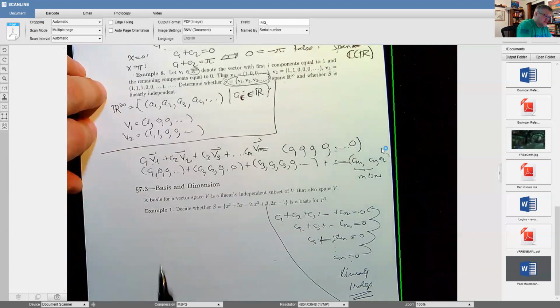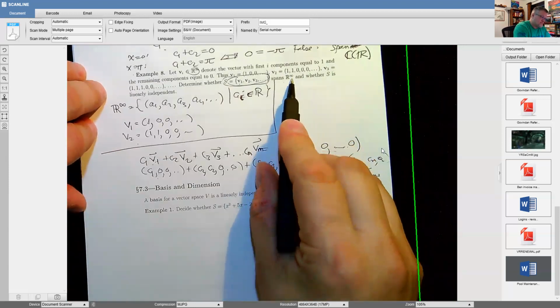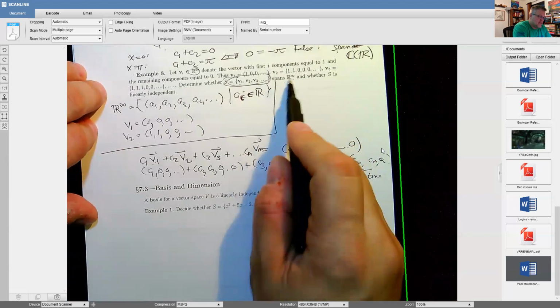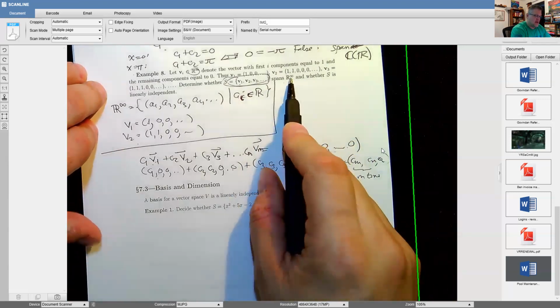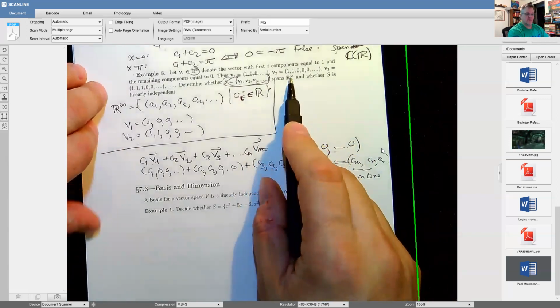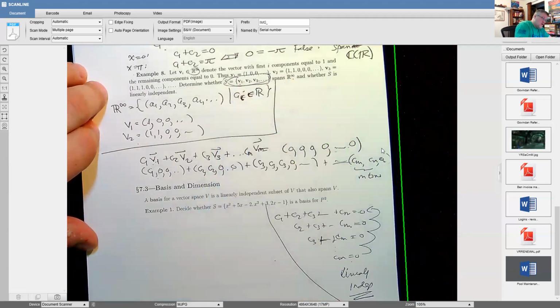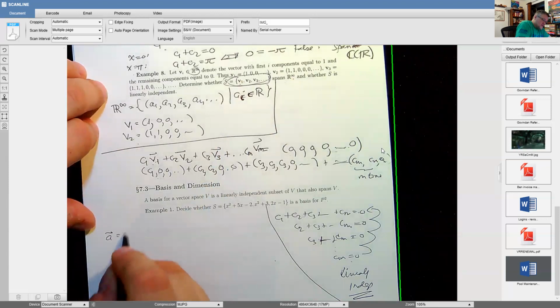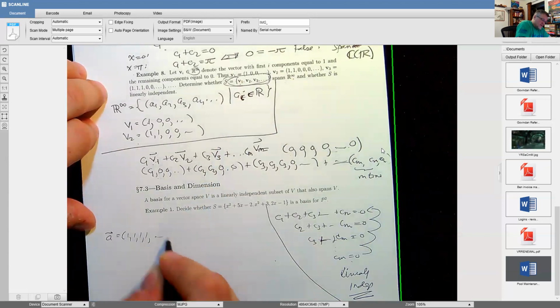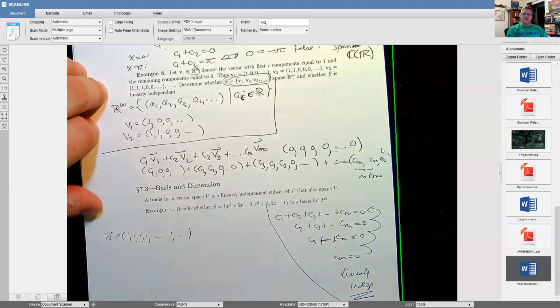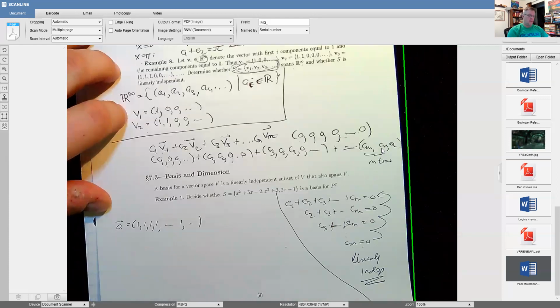As for whether or not it spans R infinity, remember, to be in the span, every vector has to be able to be written as a finite linear combination of the guys here. Well, for instance, take A to be just the vector 1, 1, 1, 1, 1, 1, and it never ends. Right? So all coefficients are 1. All of the components are 1, rather.